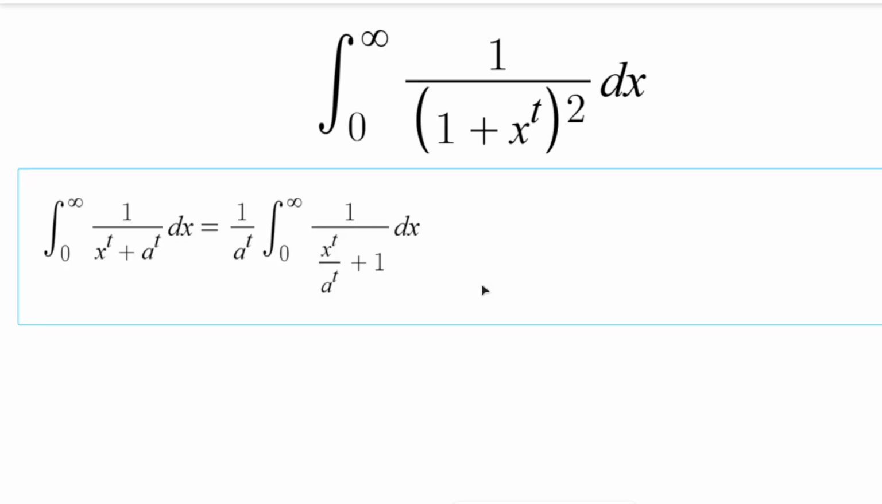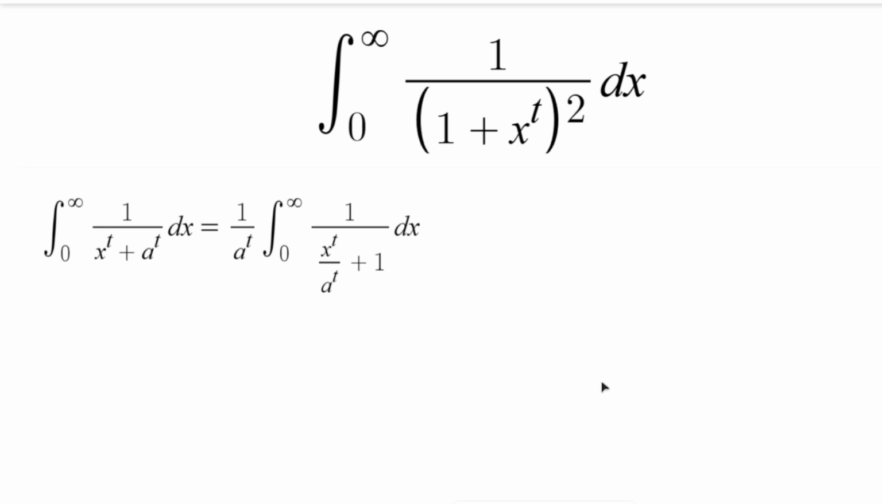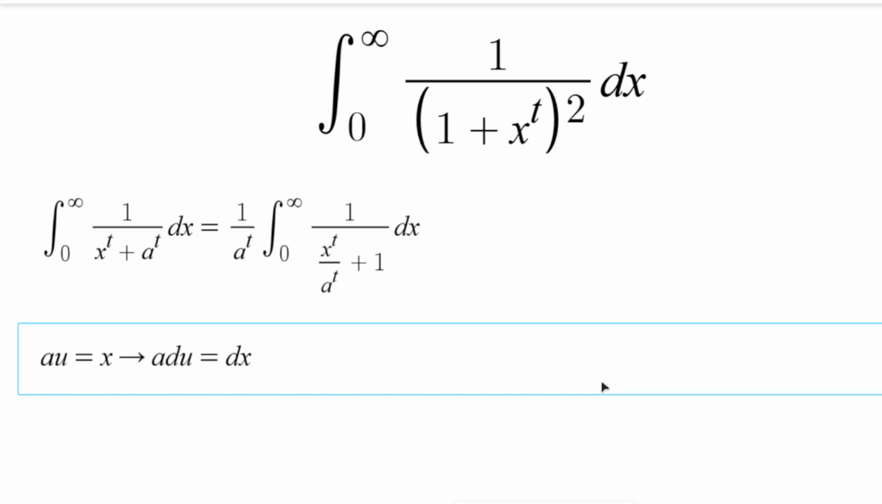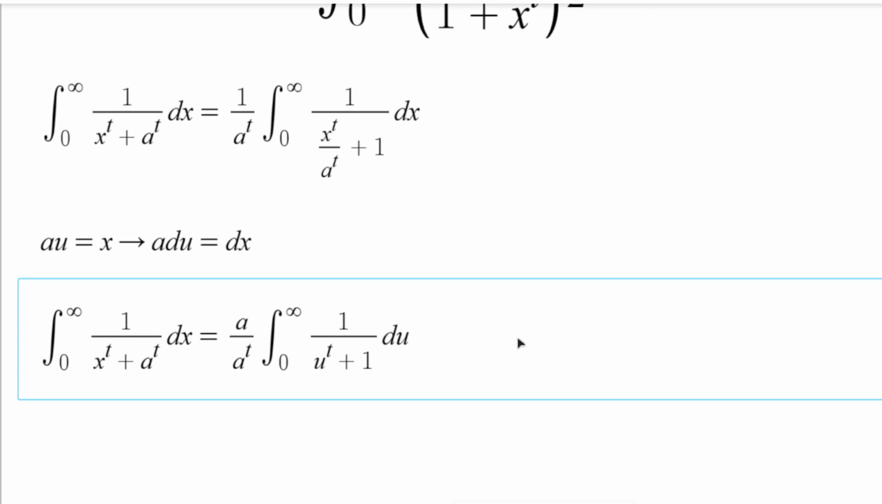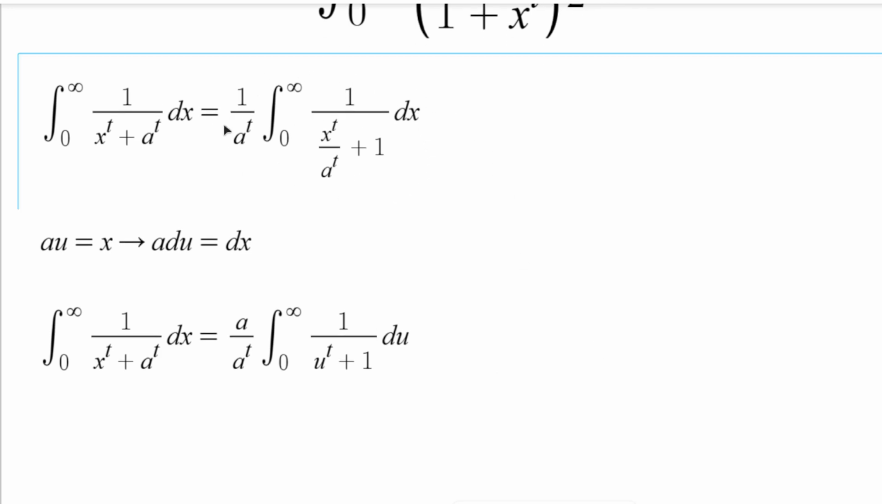So our first step is to just consider this integral right here, and just notice that these two things are equivalent. All right. So next we just make the substitution that au is equal to x, therefore a du is equal to dx. All right. And then from there we get this. Just applying that substitution into this integral right here, and we get this.